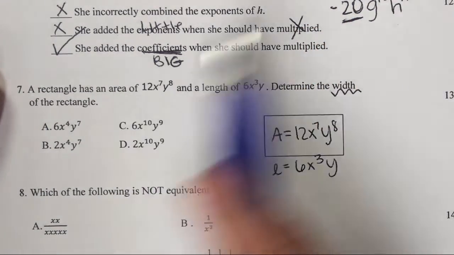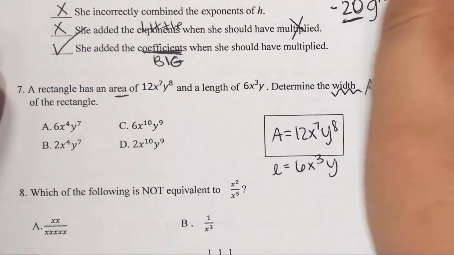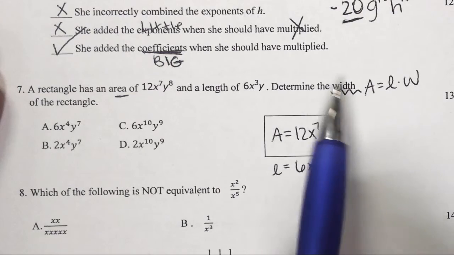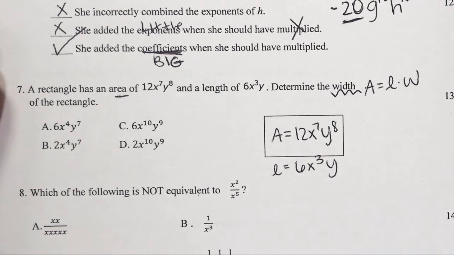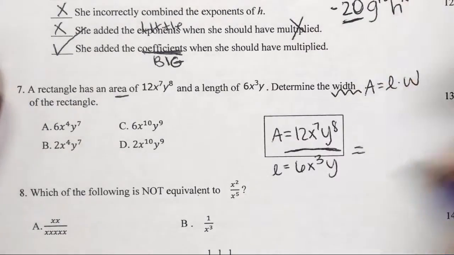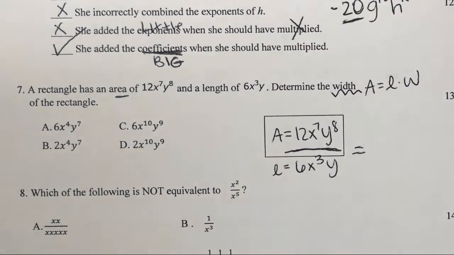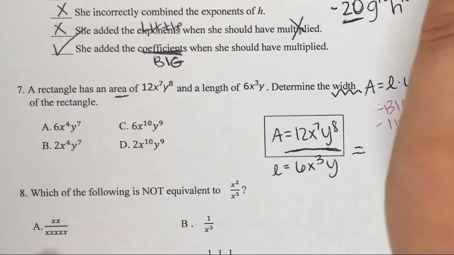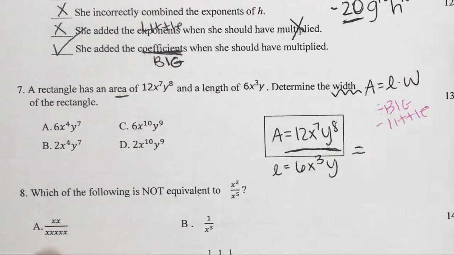Now, normally to find area, I multiply length times width. Am I trying to find the area? No. I'm trying to find the width. So what am I going to have to do? Opposite. Divide. Well, if I'm dividing these, what's my rule? Divide the big, subtract the little. So I'm going to divide the big and subtract the little.